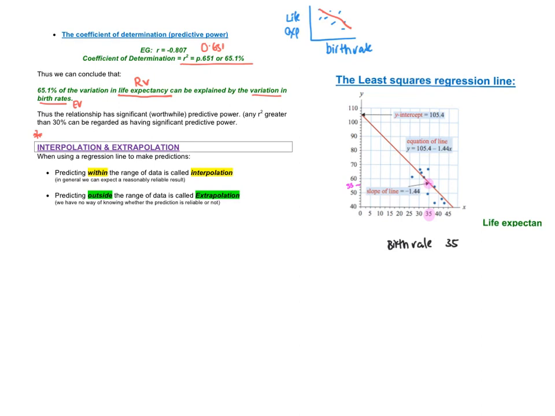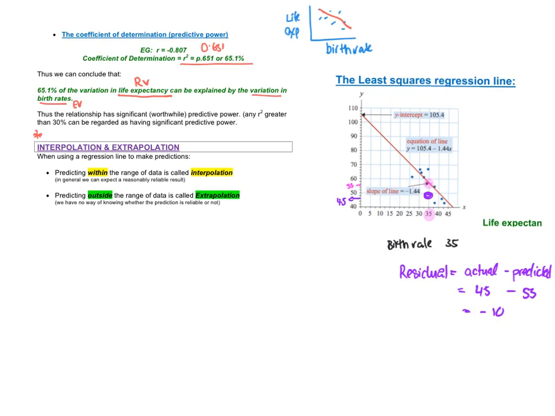Now, the country that actually had a birth rate of 35, say it was this one here, what really happened was, I'm going to make it up, it was 45. So if I was working out a residual for this data, it would be actual minus predicted. The predicted is the line, which was 55, and the actual was what actually happened, which was 45. So this one is a negative 10 residual, which makes sense, it's below the line.